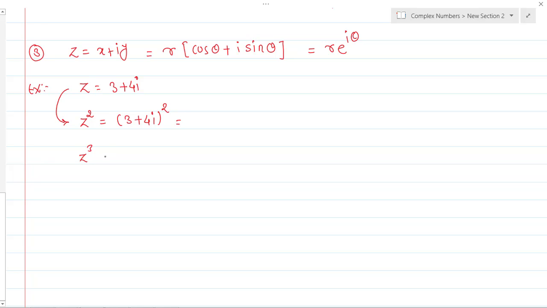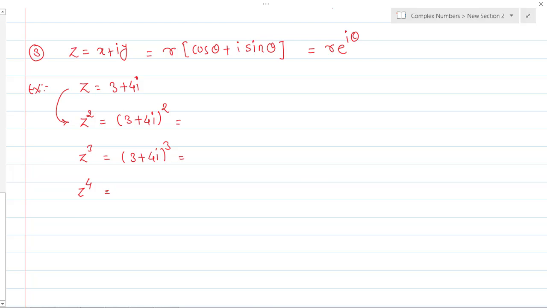Finding the cube, we can also do this because we have the direct formula: a cube plus 3a square b plus 3ab square plus b cube. But if we want to find out z raised to power 4, then what?